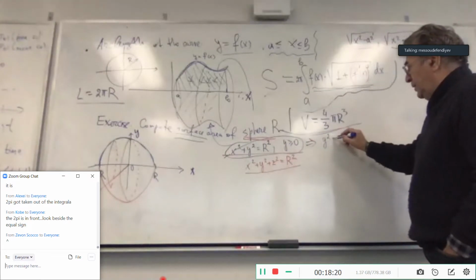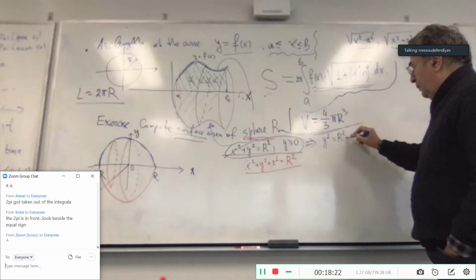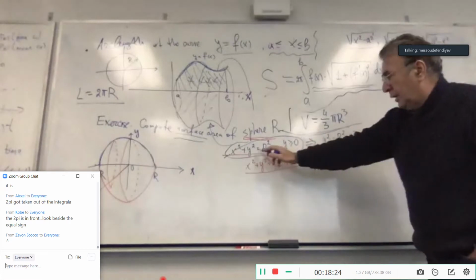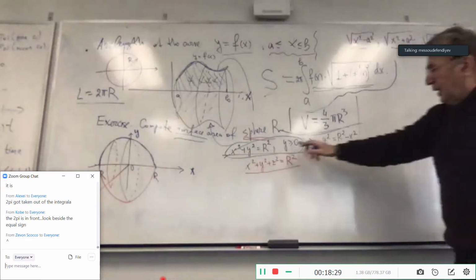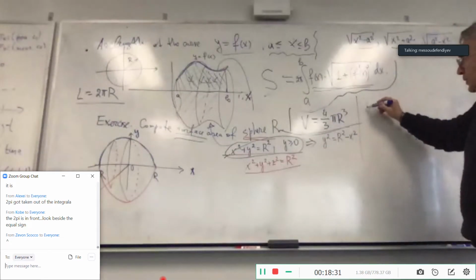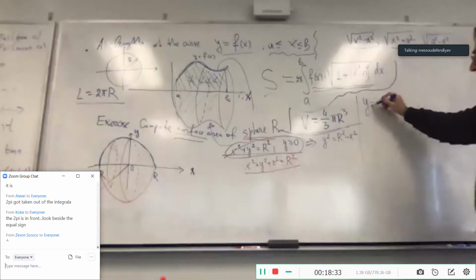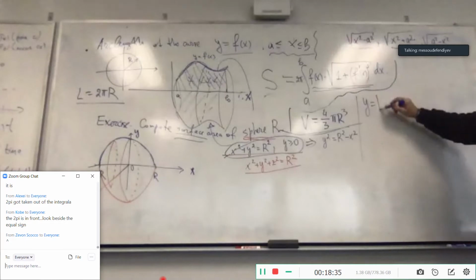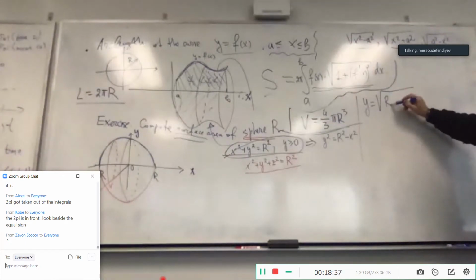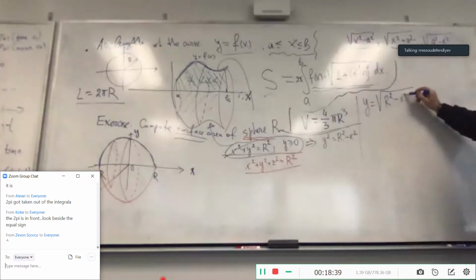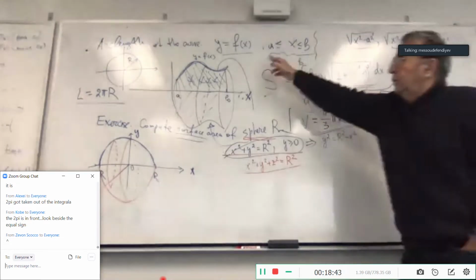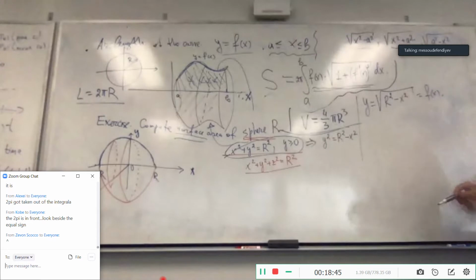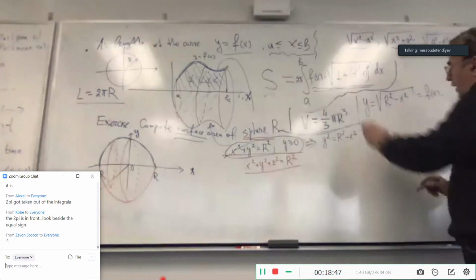Y squared is equal to r squared minus x squared, right? I can just put x squared to the other side, and since I am considering y is more than 0, one can obtain y is equal to the square root of r squared minus x squared. So this is my f of x. Y is equal to f of x. And now let's just compute this guy.